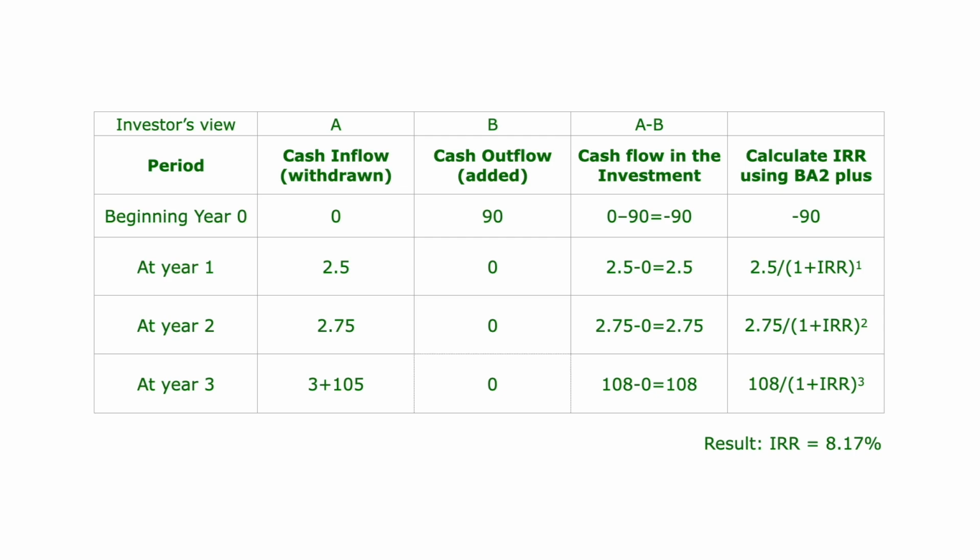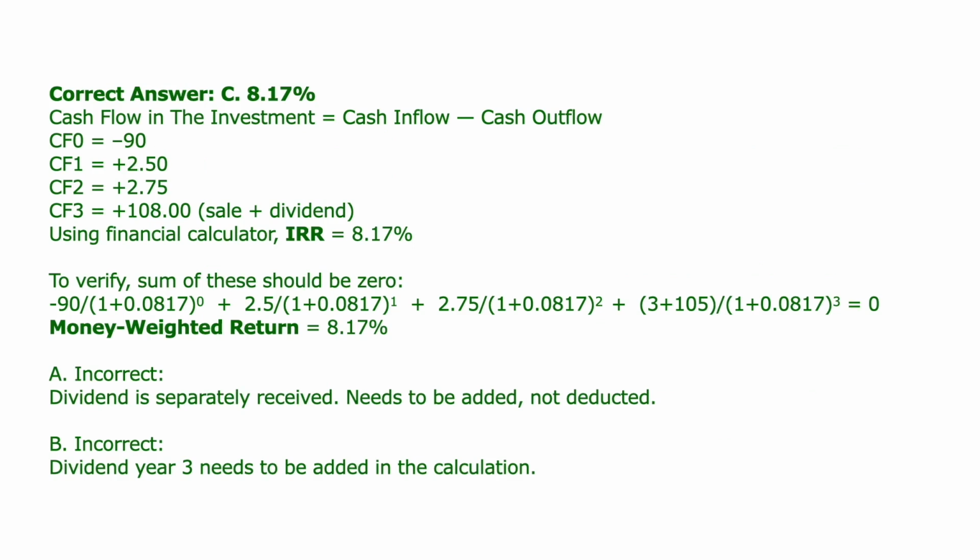At year 3, when the investment is sold, cash inflow at year 3 is 105, the sale, and 3 for dividend. Cash outflow at year 3 is none. So cash flow at year 3, or CF3, is 105 plus 3 minus 0 equals 108. Using financial calculator, IRR equals 8.17%.